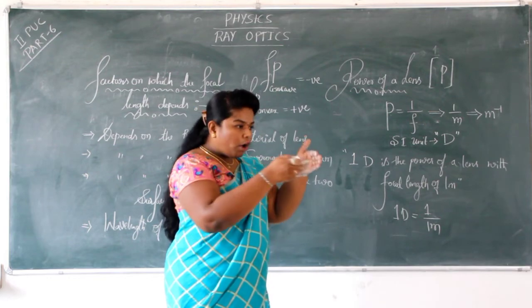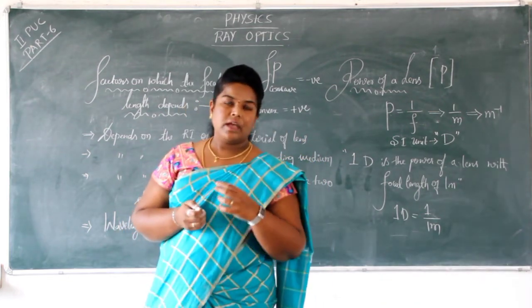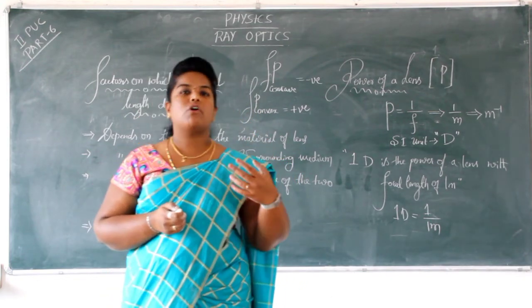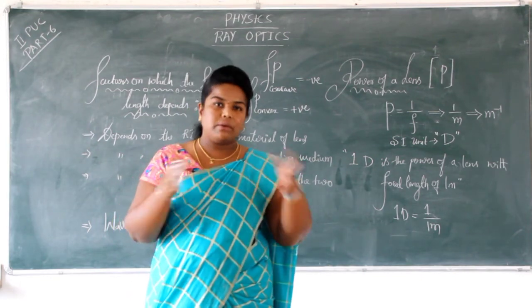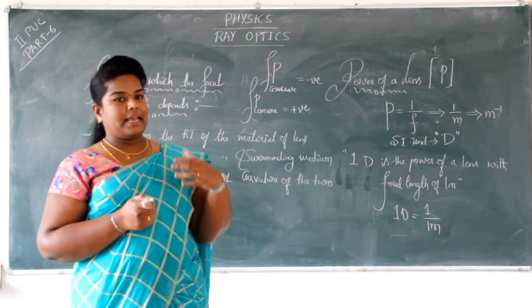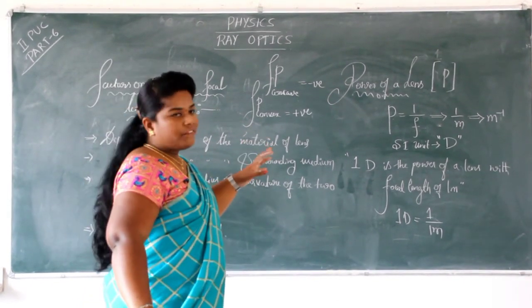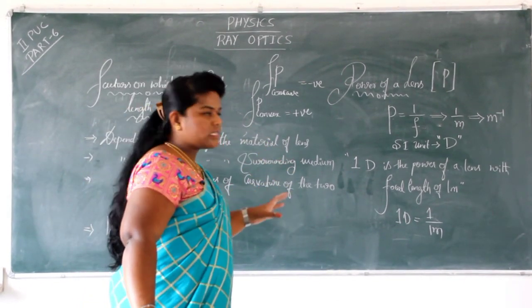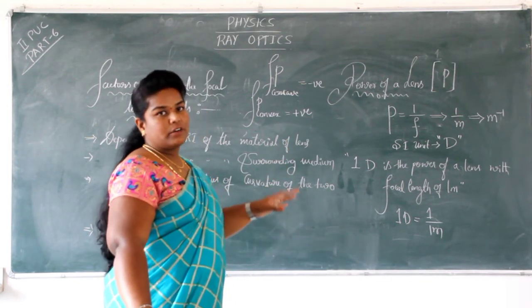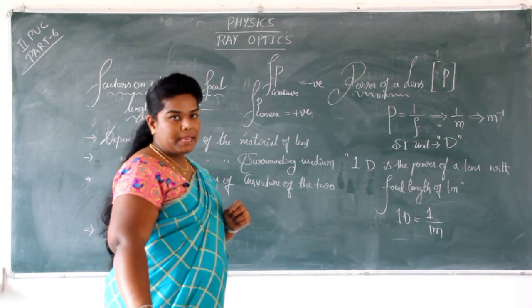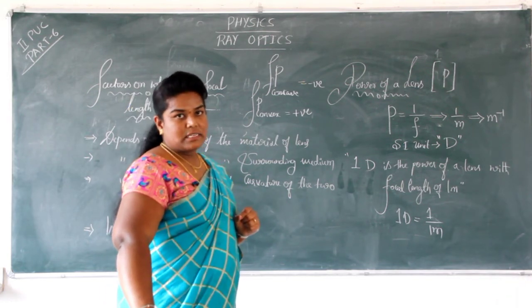Then the power can be simply defined as the ability of a lens to converge or to diverge the incident beam of light. If we use a convex lens, it converges the incident beam of light. If we use a concave lens, it diverges the incident beam of light. So the power of a lens is defined as the ability of a lens to converge or to diverge the incident beam of light. This is about the power of a lens.